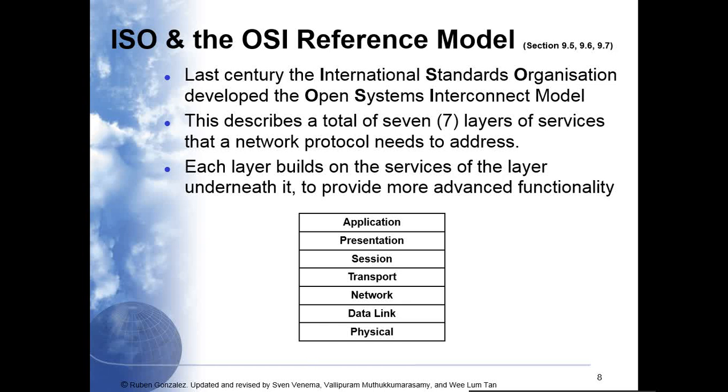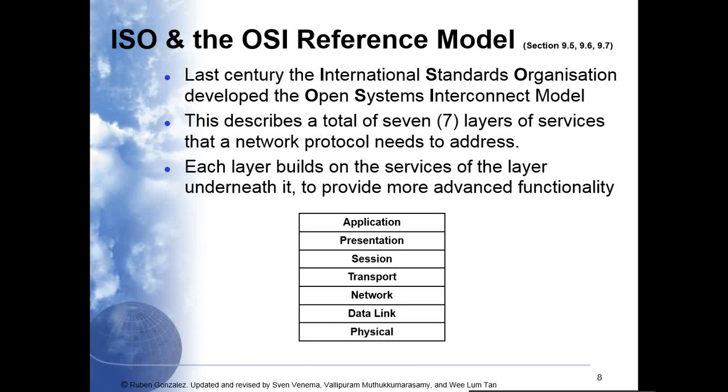And that model describes a total of 7 different layers of services that a network protocol needs to address. So if you have a network protocol, you need to do, according to this model, 7 different things. There are 7 steps that you go through. Each layer builds on the services of the layer underneath it to provide some more advanced functionality.